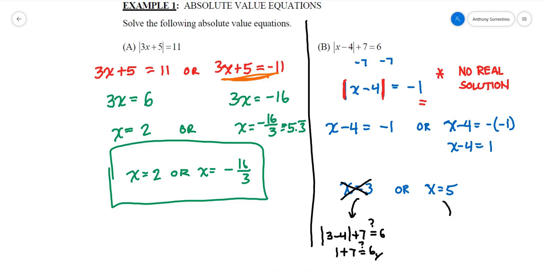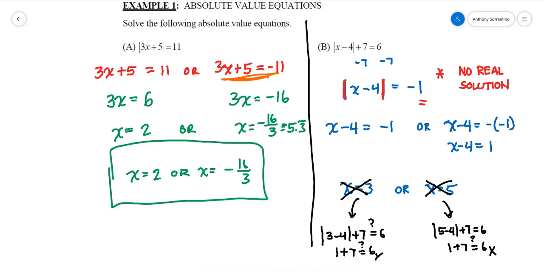If I do it for this one, x equals 5. Well, the absolute value of 5 minus 4, plus 7, equals 6? 5 minus 4 is 1. The absolute value of that is 1. And I get to the same point. 1 plus 7, does it equal 6? No, 1 plus 7 is still 8. So this doesn't work either. So this solution doesn't produce an answer. The two solutions that I algebraically came up with simply don't work.